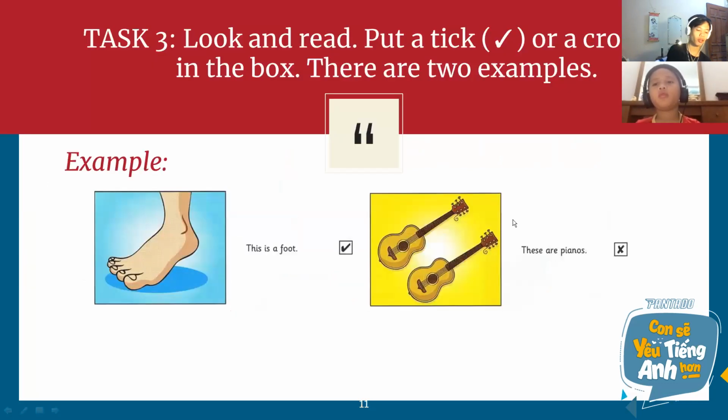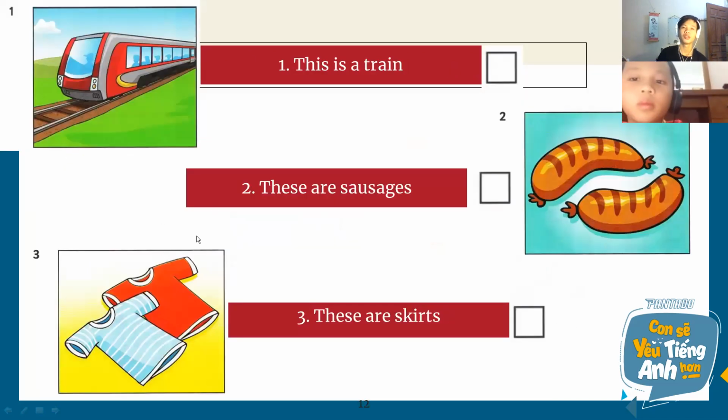Now, task three. Look and read, put a tick or a cross in the box. There are two examples. Now look at this. This is your foot, and that's right. These are pianos? No, that's wrong, okay? Now, number one, this is a chair? Yes.